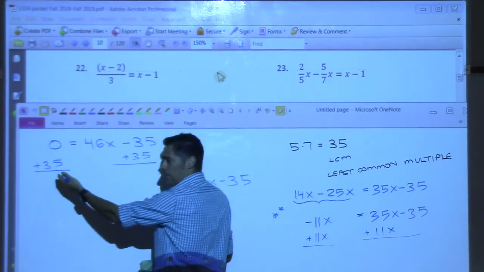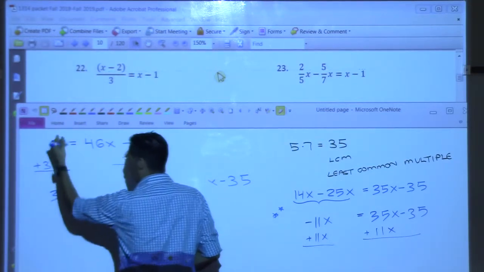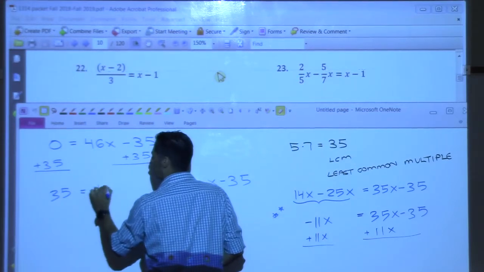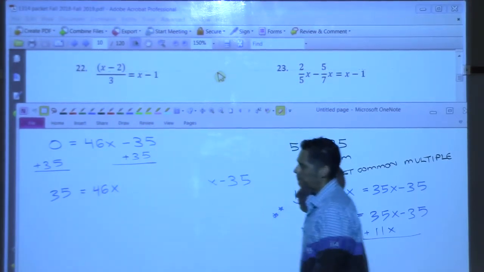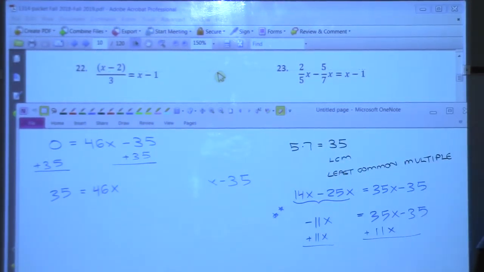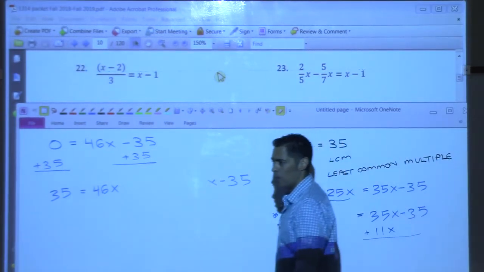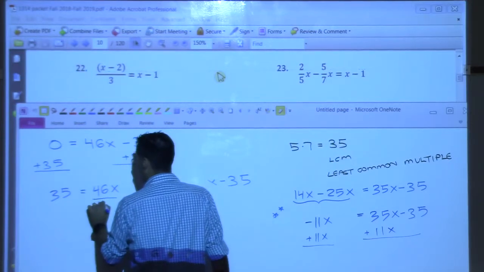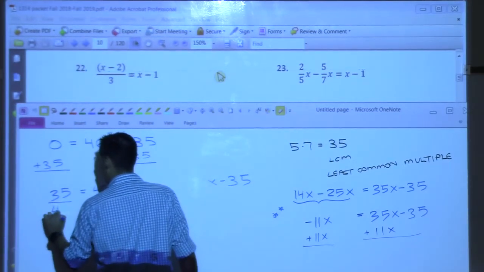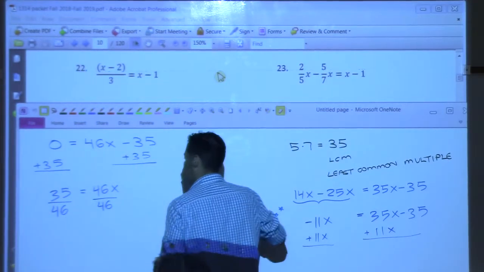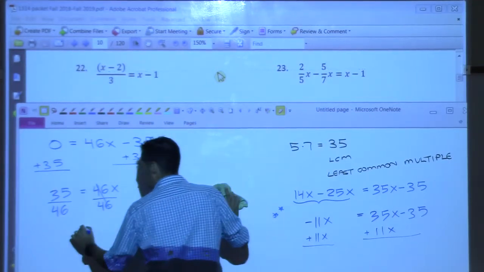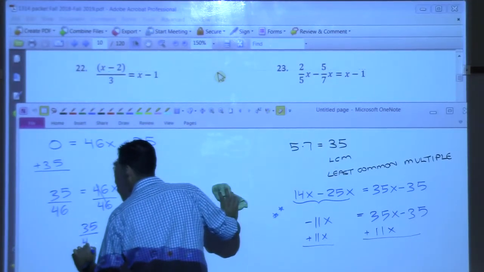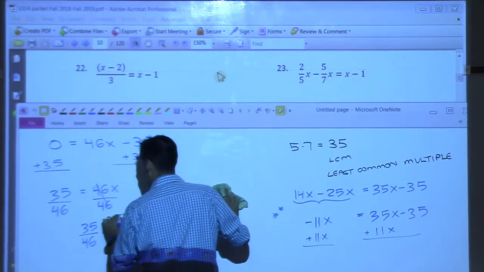The left side becomes 35, right? Nothing plus 35 is 35, and the right side is 46x. We're almost there. What would be our last step? Divide both sides by 46, and we're done. Unless we can reduce, but I don't think this reduces. So our final answer is 35 over 46 equals x.